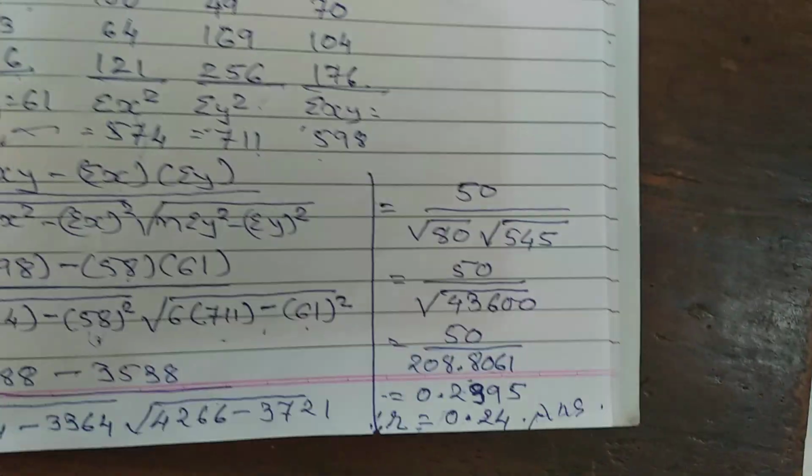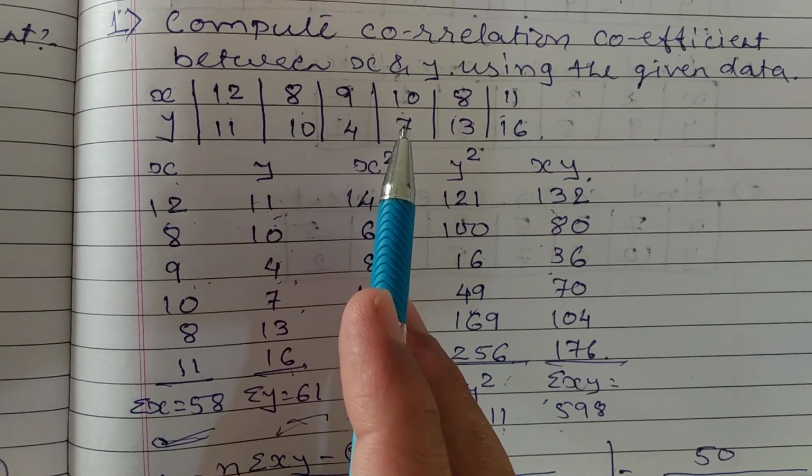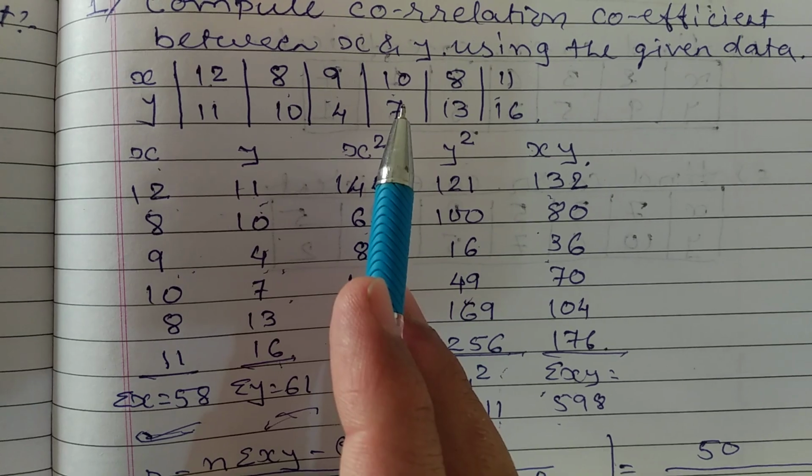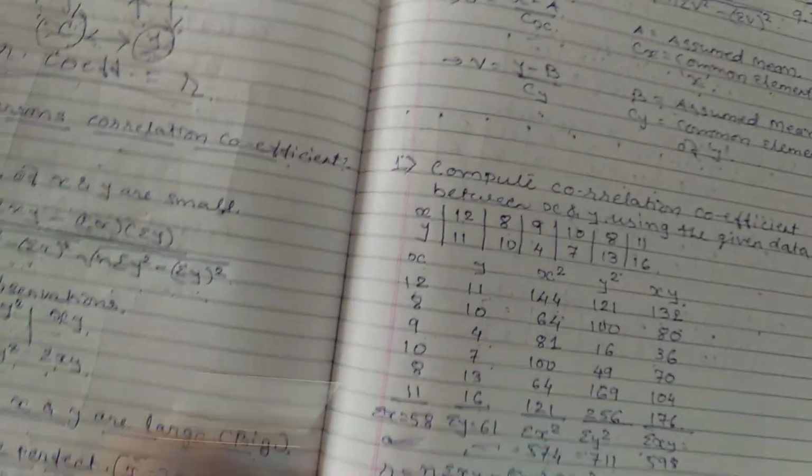I hope you understand properly. This is your first formula, to be used whenever the values of x and y are small and can be squared without using your calculator. Now let us understand the types of correlation.